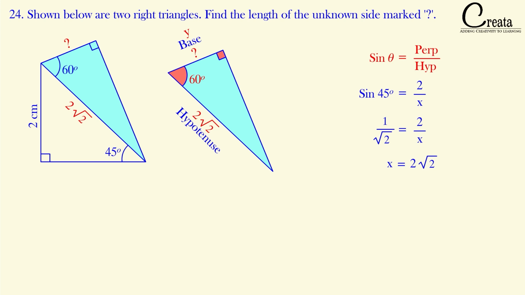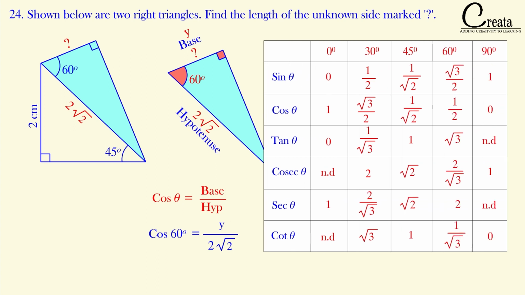So let's proceed. What is the linking between the hypotenuse and the base? It is cos theta. Cos theta is equal to base upon hypotenuse. So cos 60 degree will be equal to base upon hypotenuse. We got cos 60 degree is equal to y upon 2 root 2. And what is the value of cos 60? Let's refer to the trigonometric ratio table. It is 1 by 2.